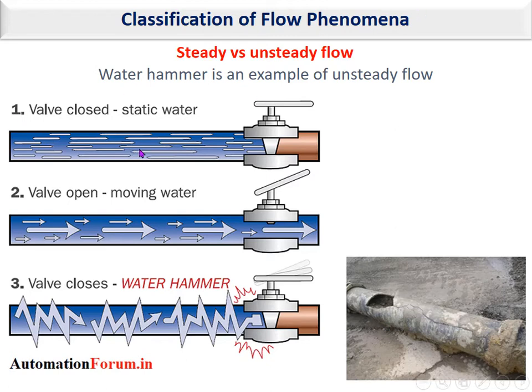Suppose, for example, the flow in a pipe when the valve here is closed, so there is no flow in the pipe. Now, suppose that the valve is fully open, then the flow will be here. Now, if you shut the valve suddenly, then there may be an unsteady process named water hammer. Water hammer produces very high positive or negative pressure in the pipe, and as you can see here on the right, it may damage the pipe. It's an interesting topic also in fluid mechanics.